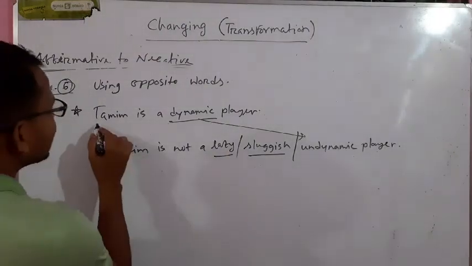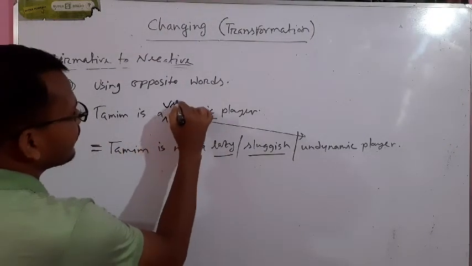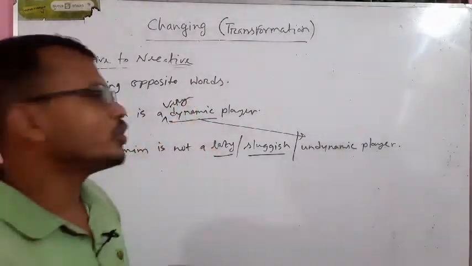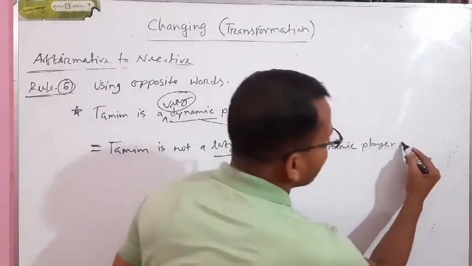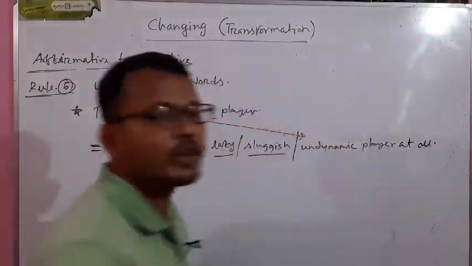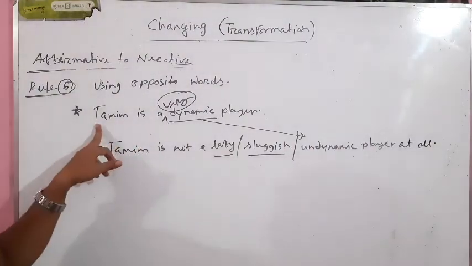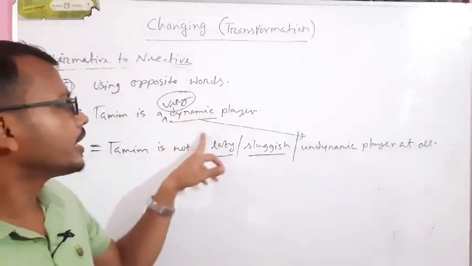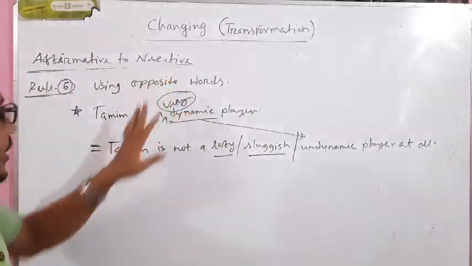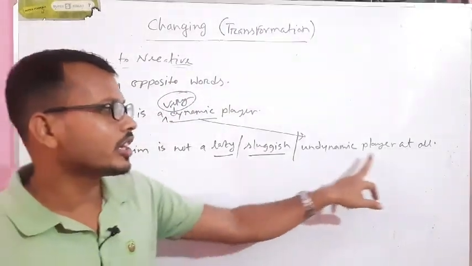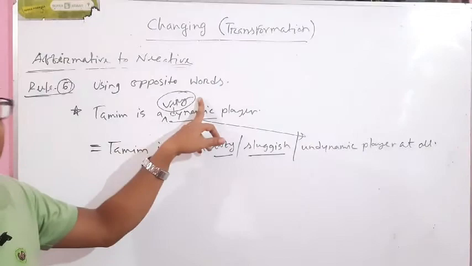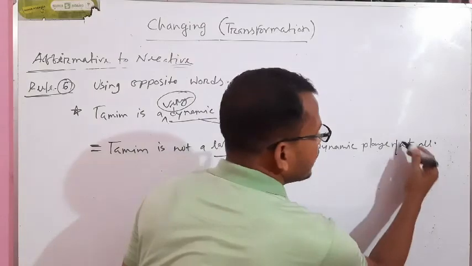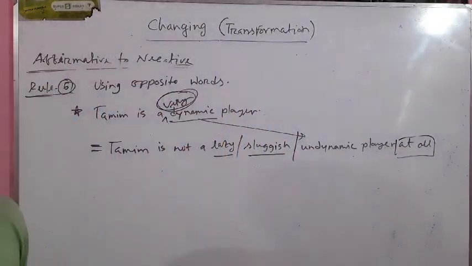One thing here must be noted. If there is Tamim is a very, very dynamic player, if there is a word very, instead of very, you have to use at all at the last part of the sentence. I repeat the rule. If there is a word like very, Tamim is a very dynamic player, then the answer will be: if there is not very, that means Tamim is not a lazy, sluggish or dynamic player. But if there is very, then you have to use at all instead of the word very. This is actually the rule.